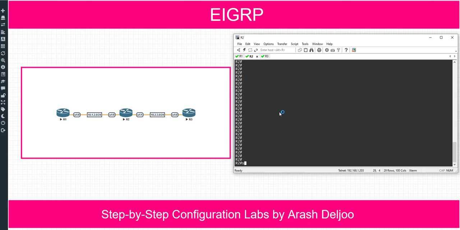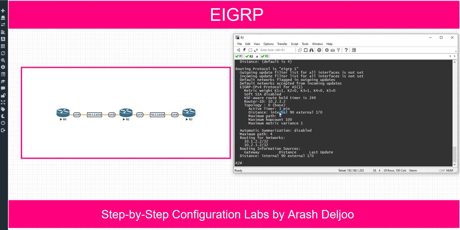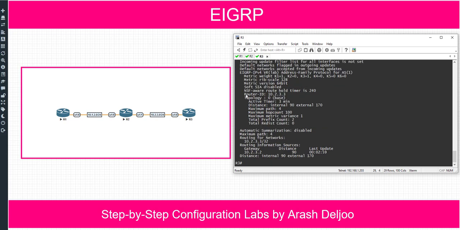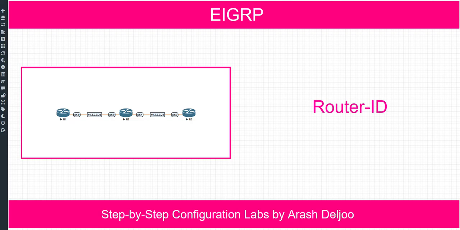In router 2, show ip protocols shows us that the router ID is 10.2.32, because this is the highest IP address in this router. Also in router 3, show ip protocols shows us the router ID is 10.2.33. Now I'm going to configure the router ID myself.